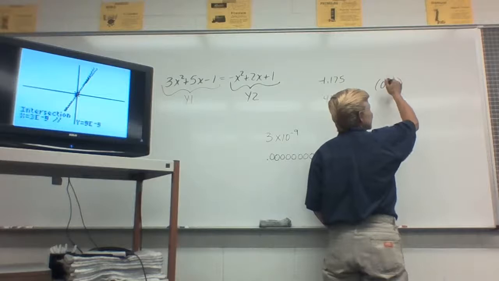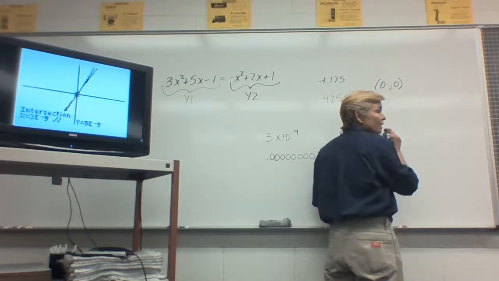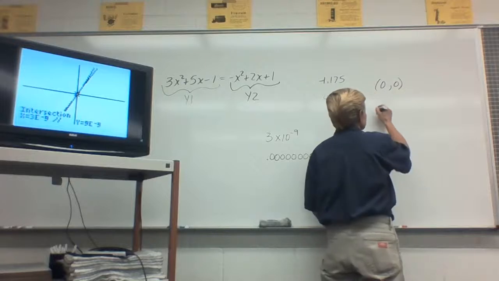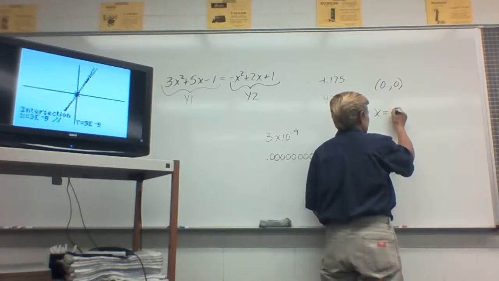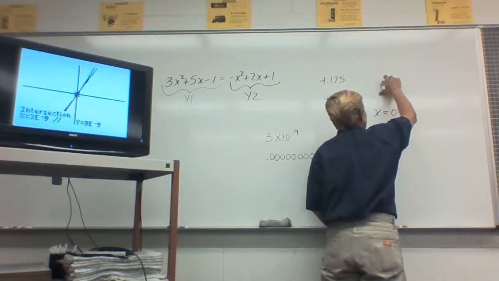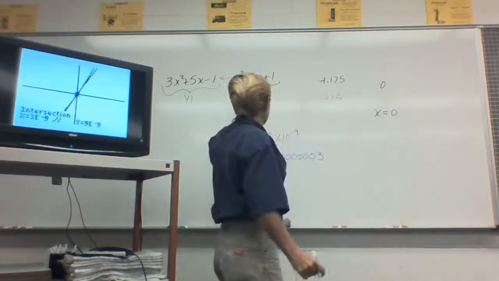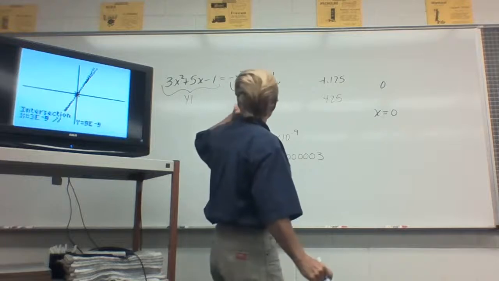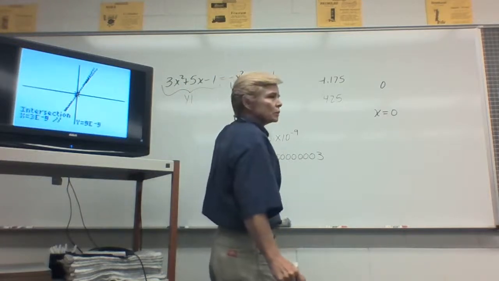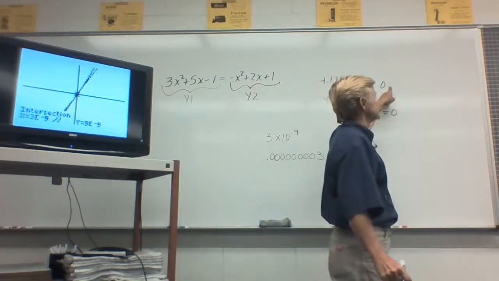0, 0, but we do not report it this way. How do you report it? What's the solution to this system? Or what's the solution to this equation? 0, because x equals 0. Only the x coordinate. Why? Because only x's were given to us. We forced this issue. So we must know to ignore it.